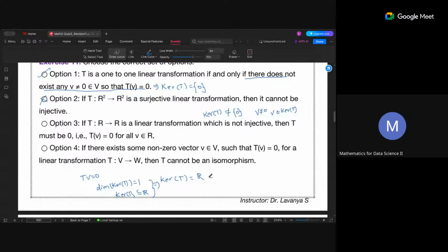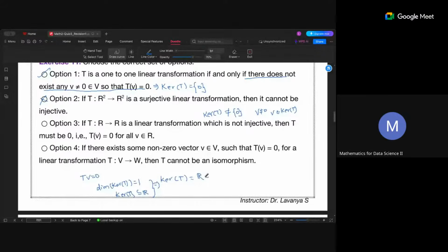Yes or no? Why is there complete silence? Ma'am, can you explain this once more? See, kernel T is a subspace of R. Do you agree with that? Yes, ma'am. Okay. And since we have a non-zero vector in the kernel, the dimension of the kernel is 1. It cannot be beyond 1, right? So it should be exactly equal to 1. So if you have a subspace which has the same dimension as the original space, then the subspace should be equal to the space.